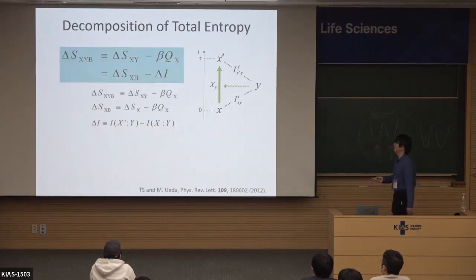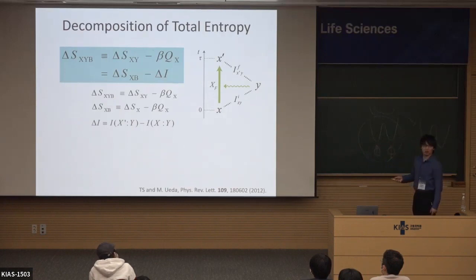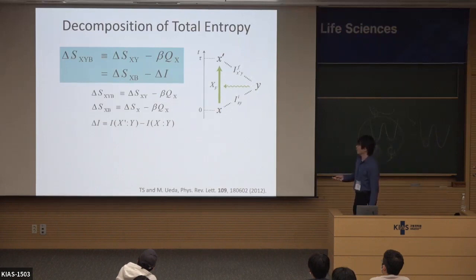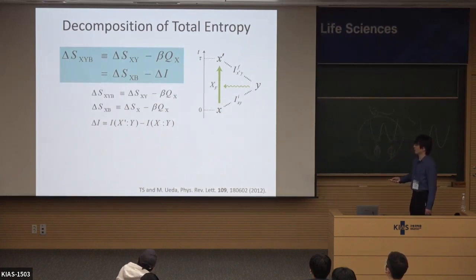Then it is very easy to decompose the total entropy production into two parts. The total entropy production of this XY system is given by the Shannon information change of XY minus the heat of X, because the heat of Y is just zero, because Y does not evolve in time. Now, we can consider this Shannon information term as the sum of the Shannon information of X and the mutual information term. So the total entropy production is decomposed into delta Sx and delta I. Delta I is the mutual information change.